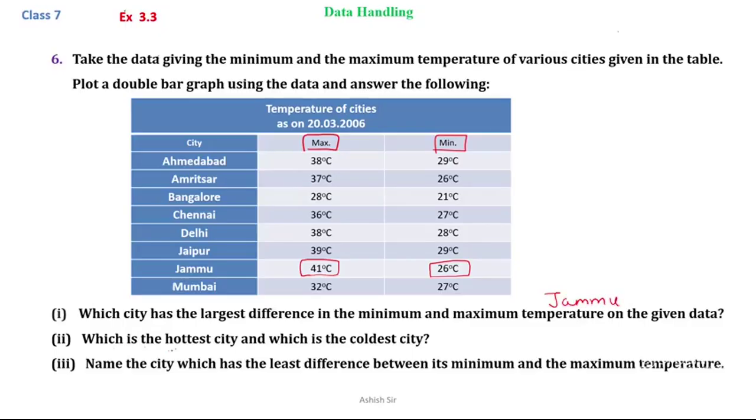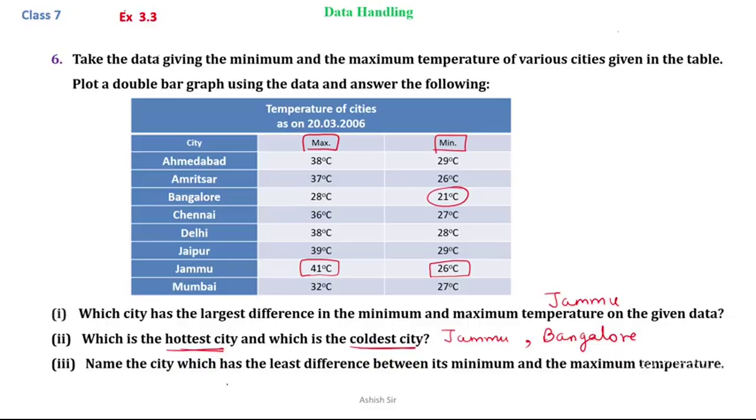Then which is the hottest city? So again with maximum temperature we can show that Jammu is the hottest city. And which is the coldest city? So the coldest city with the minimum temperature comes here is Bangalore. Bangalore is the coldest city.